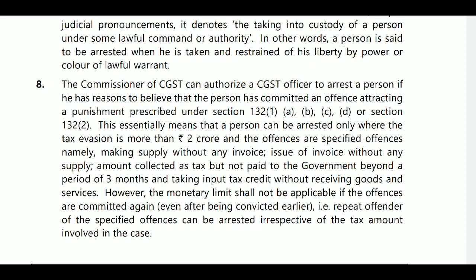However, the monetary limit shall not be applicable if the offences are committed again even after being convicted earlier. So if you are doing it for the first time, then they will see the 2 crores monetary limit. If you commit it a second time, they will not see the 2 crores. Even if it is 1 rupee, having been convicted, you will go for arrest. That is, repeat offenders of the specified offences can be arrested irrespective of the tax amount involved in the case.